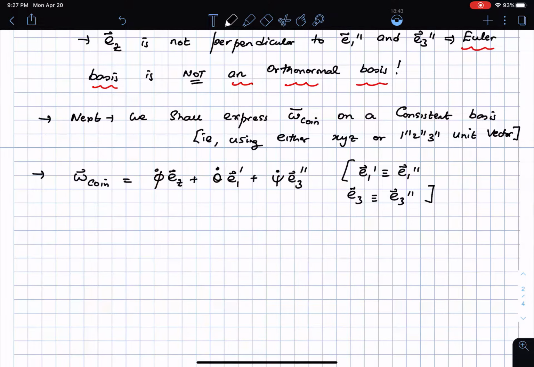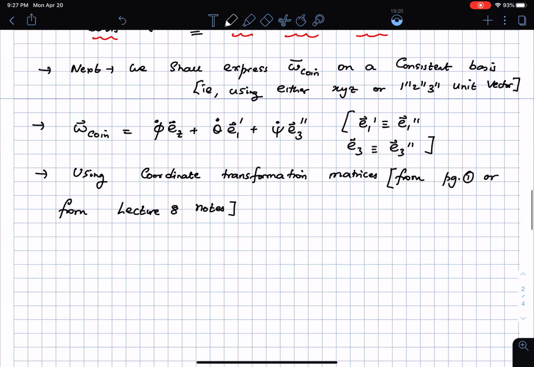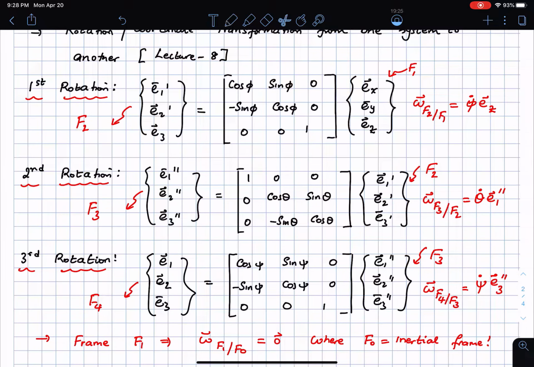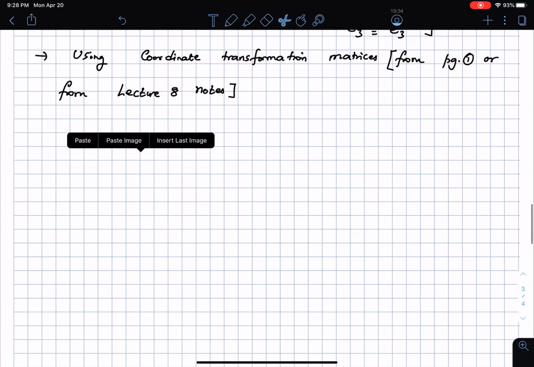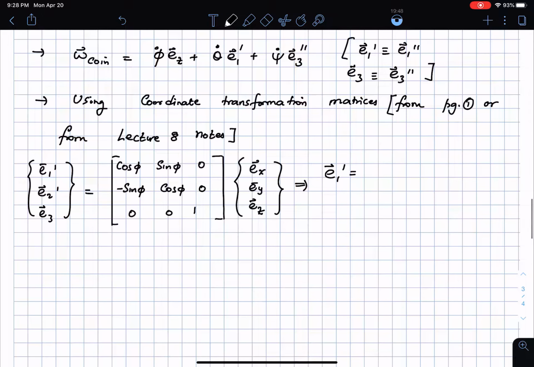Now if you go back to your transformation matrices, you can see that E1 prime can be expressed in terms of Ex, Ey and Ez, using the coordinate transformation matrices from page 1 or from lecture 8 notes. Maybe I should just copy one of these here. I'm going to take this coordinate frame and bring it down here. From here I can say that E1 prime can be written in terms of Ex, Ey, and Ez. This is going to be cos phi Ex and then sin phi Ey, because I want to write everything in terms of Ex, Ey, and Ez.